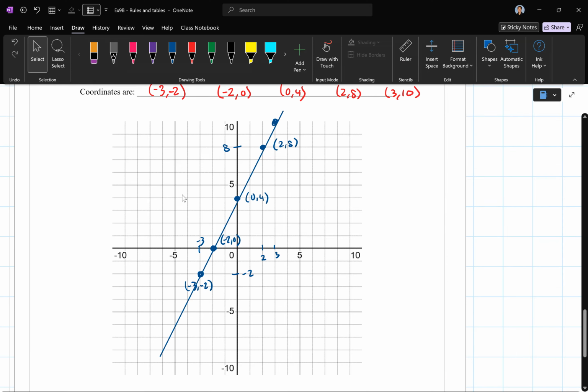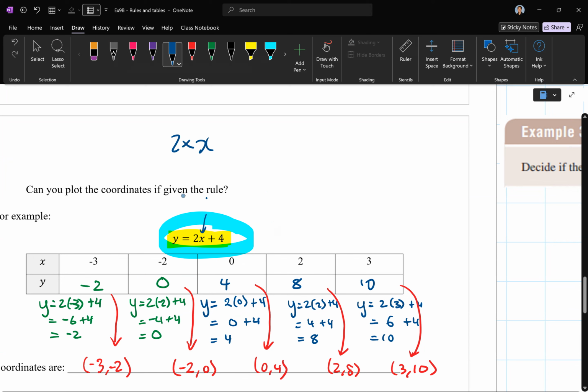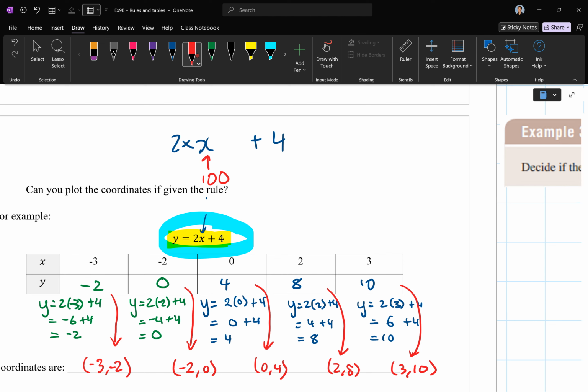Now the rule says double whatever x is, you're going to double it and then add 4. So if I told you, what if x was 100? Double of 100 gives you 200, and you add 4 to it, that gives you 204.